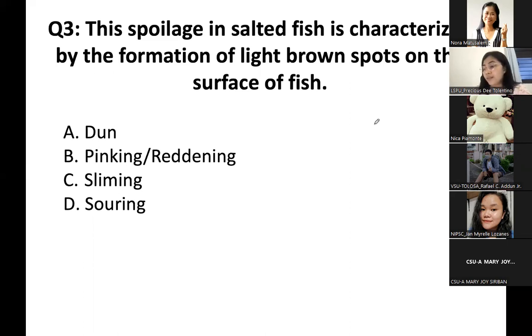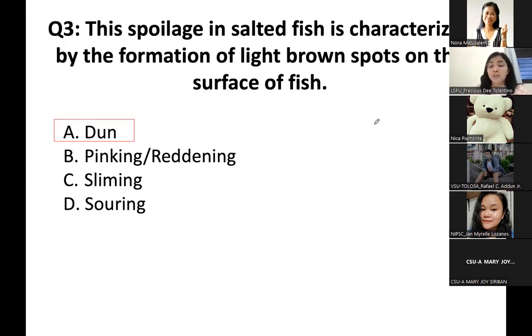Okay. How about the others? Ano pong sagot ninyo? Others, konti pa lang po yung sumagot. Sagot na kayo. A, done. B, pinking, reddening. C, sliming. D, souring. So, most of you or majority of the students answered letter A and that is correct.